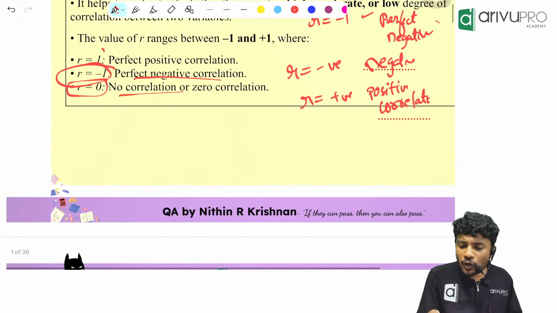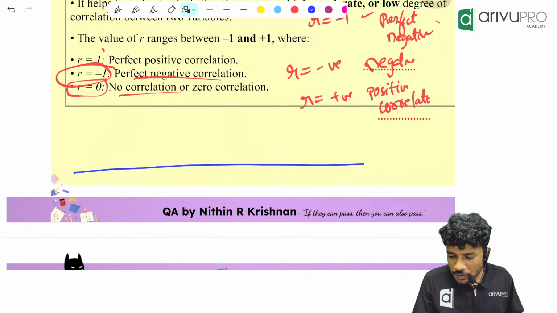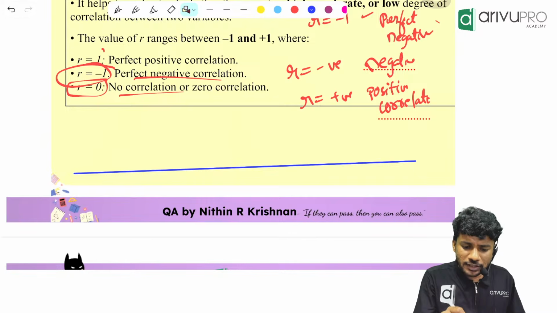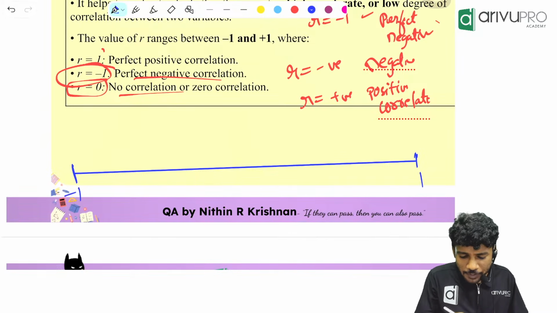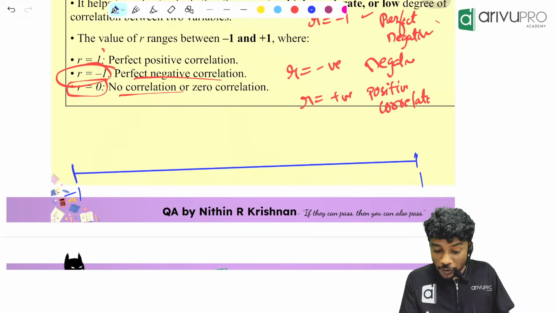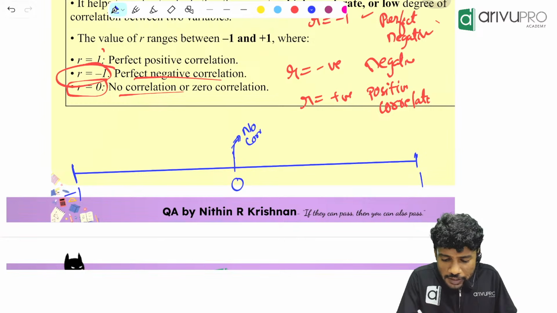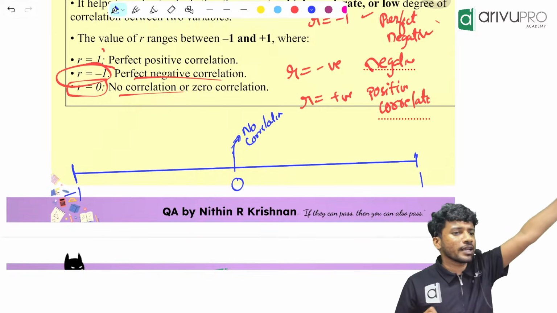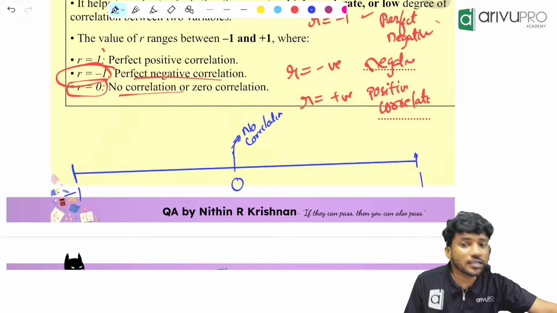Then I will draw one number line for everyone. For our R value, what is the maximum value of R, people? +1. What is the minimum value of R, people? -1. In the middle, who is there? 0. Whenever R is equal to 0, what is this type of correlation, people? Can I call it no correlation or 0 correlation? Whenever R is equal to 0, we will call it no correlation or 0 correlation. That means they are not at all related.